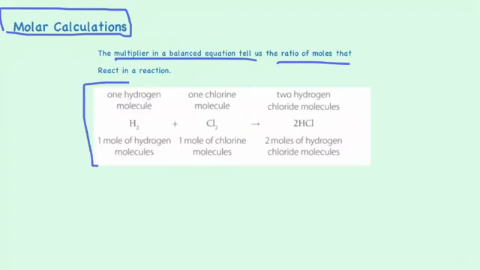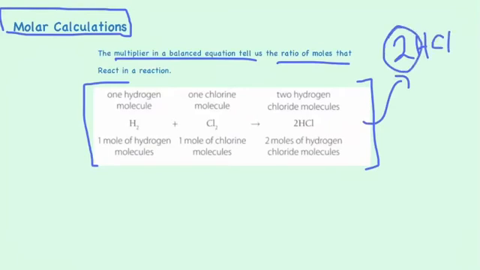This is a reaction between hydrogen and chlorine to produce hydrochloric acid. And with our hydrochloric acid, you'll see that it's a big 2 HCl. So our multiplier here is 2. Now don't confuse this with the little 2 next to hydrogen or the little 2 next to chlorine, okay? These have nothing to do with it. It's the big number in front of it, which is a multiplier.